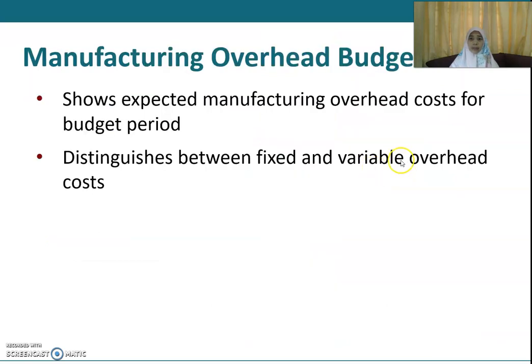So how to prepare the manufacturing overhead budget. What is the manufacturing overhead budget? It shows the expected manufacturing overhead cost for that particular budget period, and it distinguishes between your fixed and variable overhead cost. Here, still remember your fixed and variable cost.